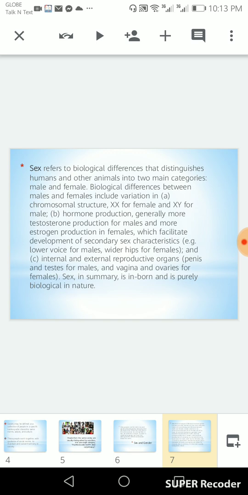For example, lower voice ang sa mga lalaki, wider hips for females, and internal and external reproductive organs. Halimbawa, ang sa mga lalaki is penis and testes, and sa mga babae is vagina and ovaries. So, yan muna ang ibig sabihin ng sex. So, biological. Okay, meaning it refers to male and female.